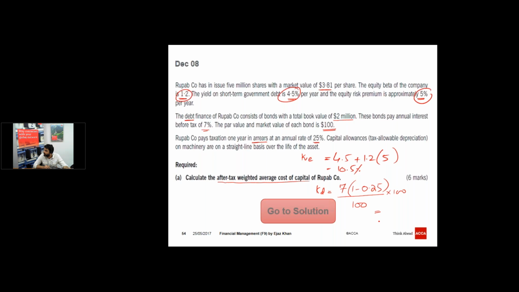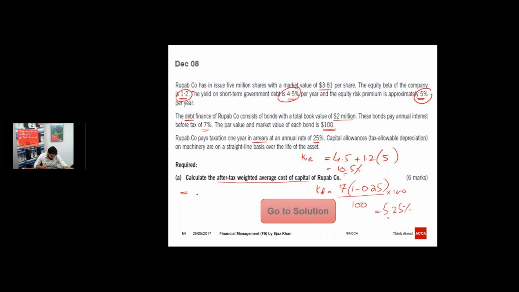It's 5.25. Okay, thank you very much. It's 5.25%. So the cost of debt is 5.25%, whereas the cost of equity is 10.5%. Now all we have to do is calculate the average cost of capital. We discussed the formula for calculating the average cost of capital yesterday. All we have to do is take the weightage of debt and equity and multiply it with the cost of debt and cost of equity.